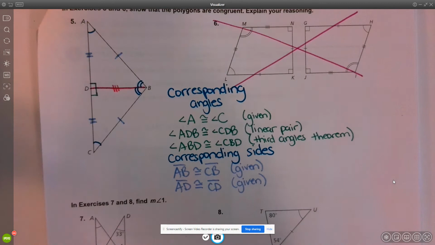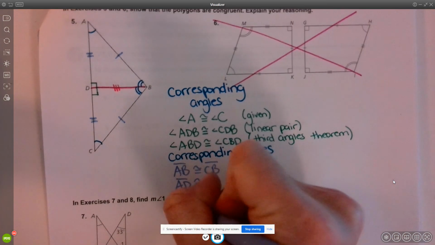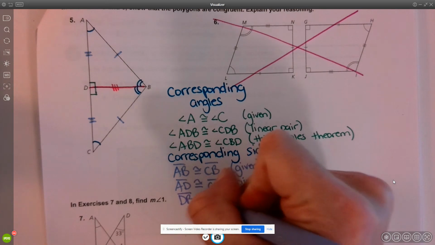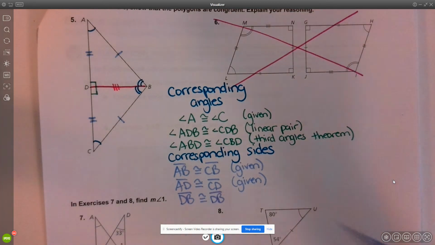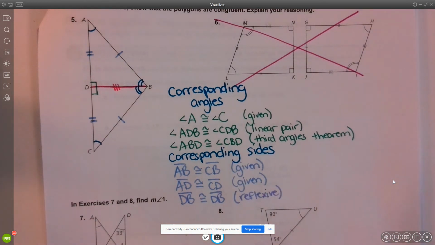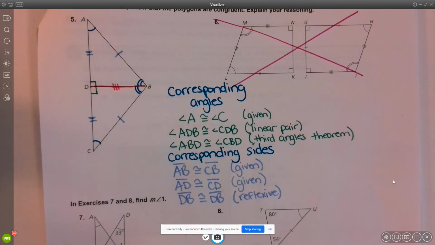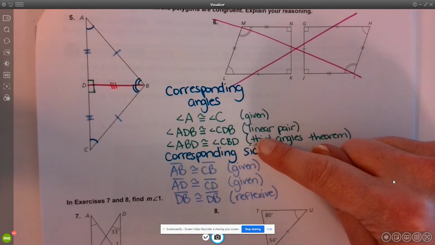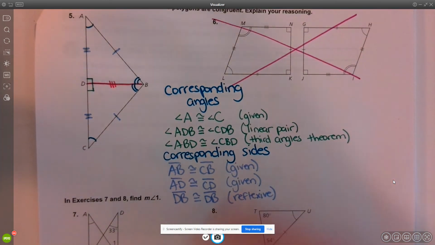So DB, line segment DB, is congruent to line segment DB. It's congruent to itself. Those triangles share that side. I'm going to put the reflexive property for my reason here. Remember, anything can be equal or congruent to itself. That's the reflexive property. So I've shown that all 3 corresponding angles are congruent and all 3 corresponding sides are congruent. And so therefore, we know that the 2 triangles have to be congruent to each other.